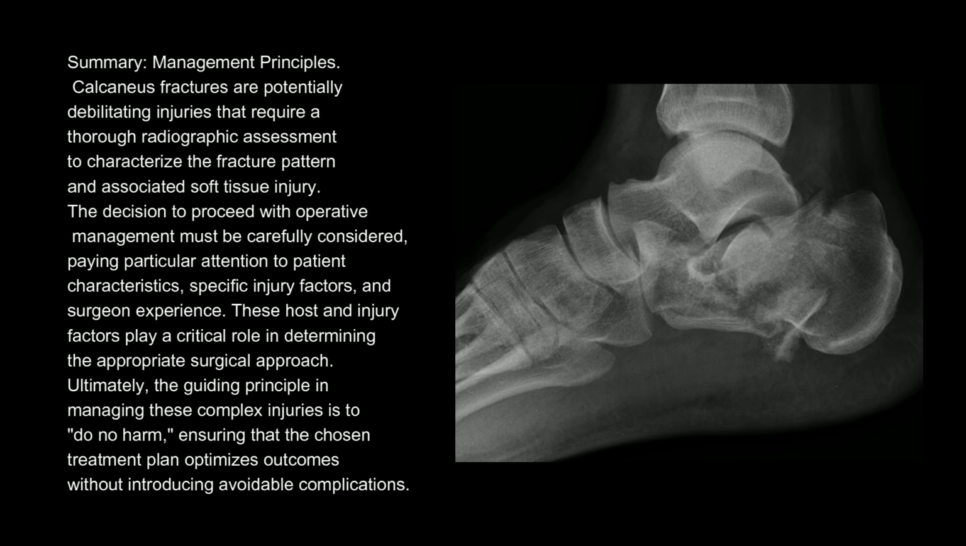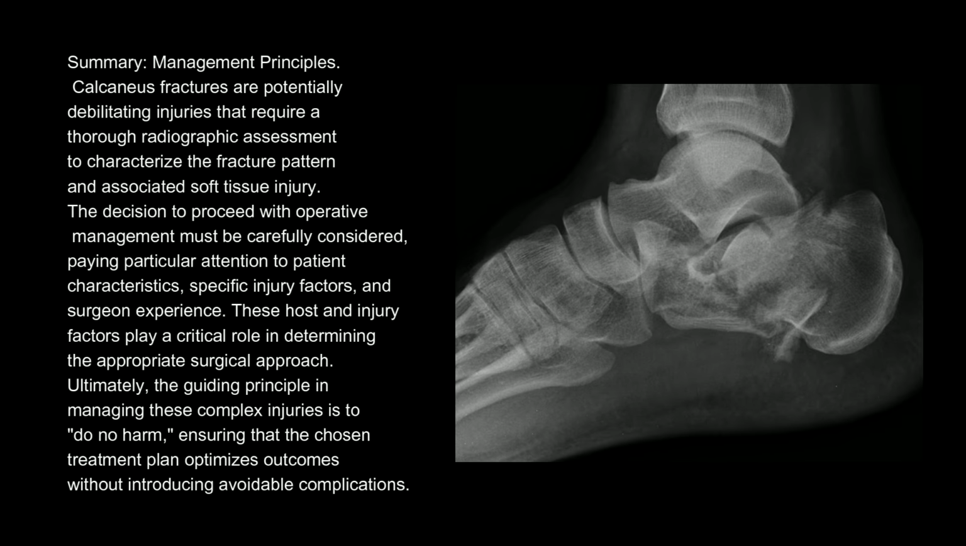Summary: management principles. Calcaneus fractures are potentially debilitating injuries that require a thorough radiographic assessment to characterize the fracture pattern and associated soft tissue injury. The decision to proceed with operative management must be carefully considered, paying particular attention to patient characteristics, specific injury factors, and surgeon experience. These host and injury factors play a critical role in determining the appropriate surgical approach. Ultimately, the guiding principle in managing these complex injuries is to do no harm, ensuring that the chosen treatment plan optimizes outcomes without introducing avoidable complications.